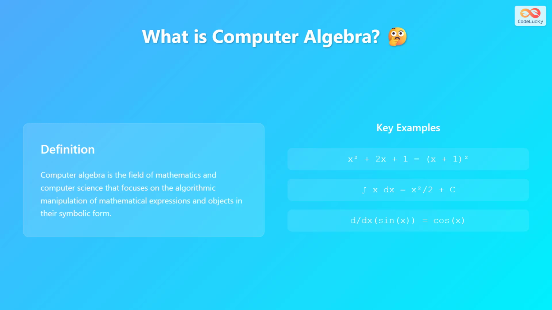For example, computer algebra can simplify the expression x squared plus 2x plus 1 to x plus 1 squared. It can also compute the integral of x with respect to x, giving x squared divided by 2 plus a constant c. Furthermore, it can differentiate sine of x with respect to x, resulting in cosine of x.